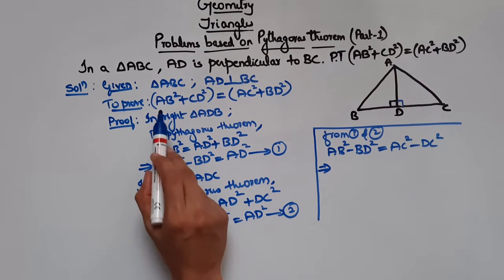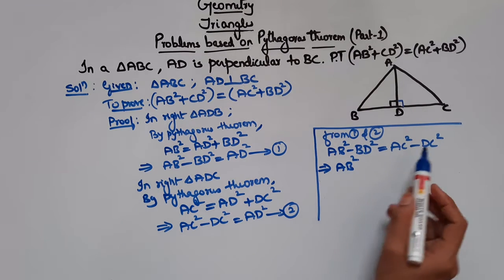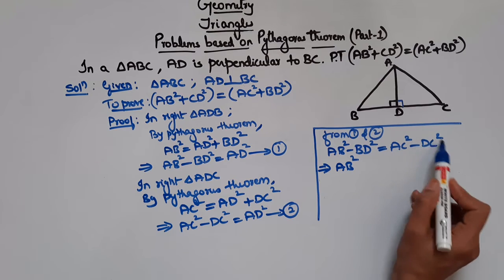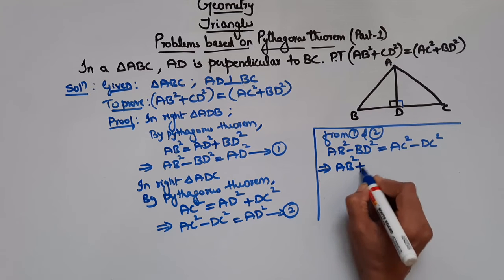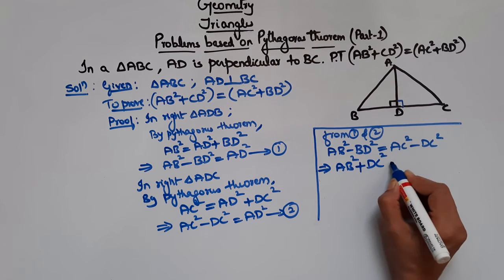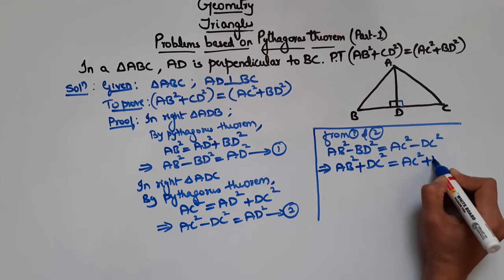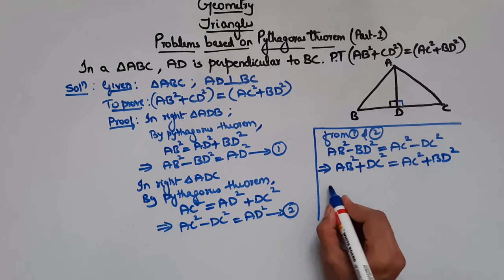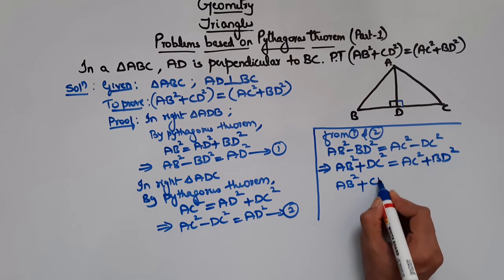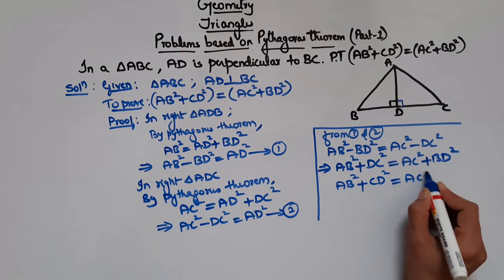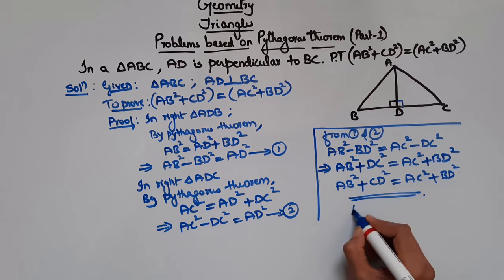So what we have to prove is AB square plus CD square. We have AB square, and here we have minus DC square, which is nothing but minus CD square. Let's bring this to the left hand side, so that will be plus DC square, which is equal to AC square. When we bring this term to the right hand side, that will be plus BD square. So we have AB square plus CD square, which is equal to AC square plus BD square. Hence the proof.